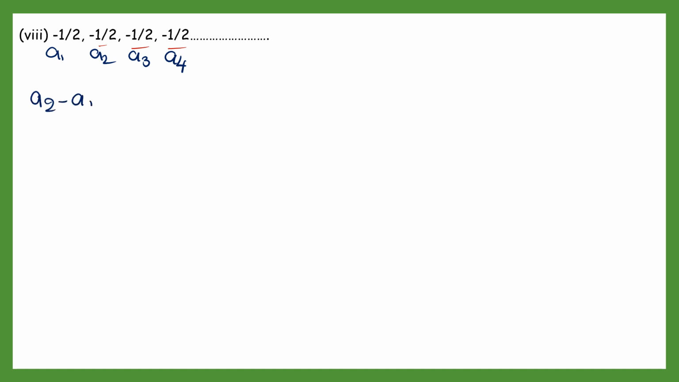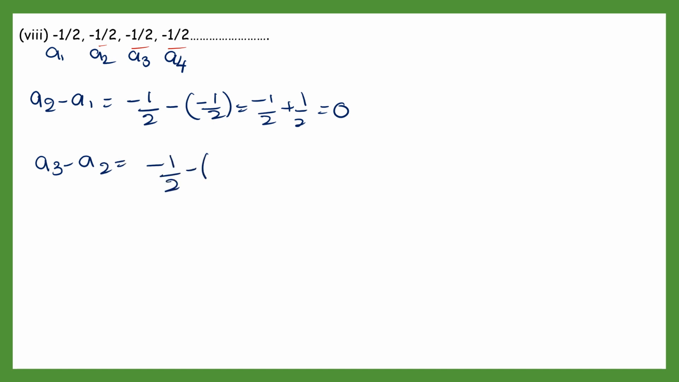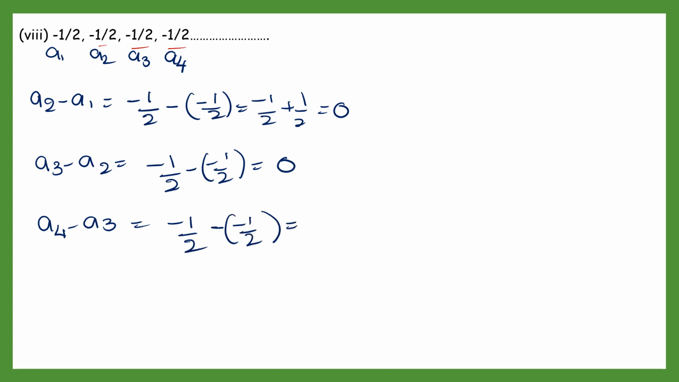Now let's find the difference between the consecutive terms. A2 minus A1. What do you get? Minus 1 by 2 minus of minus 1 by 2, that is minus 1 by 2 plus 1 by 2, 0. Now third term minus second term. Again the same, minus 1 by 2 minus of minus 1 by 2, 0 again. A4 minus A3, minus 1 by 2 minus of minus 1 by 2, you get 0 again. So the difference is the same. The list is in arithmetic progression. Why? The difference between consecutive terms is the same. The difference you got is 0.